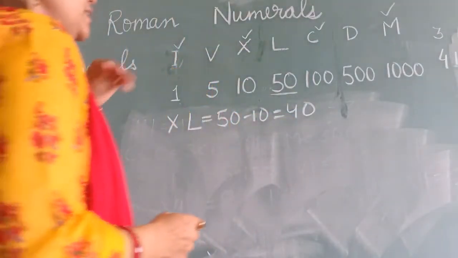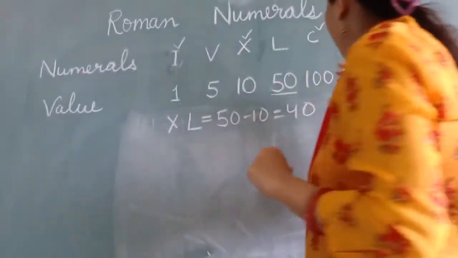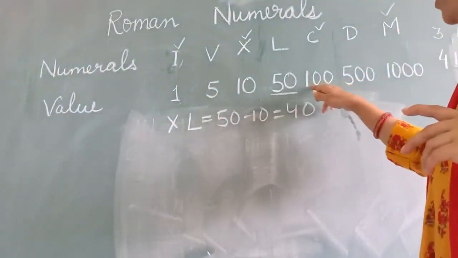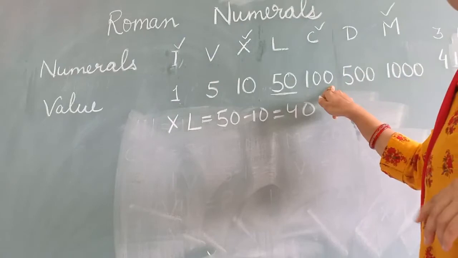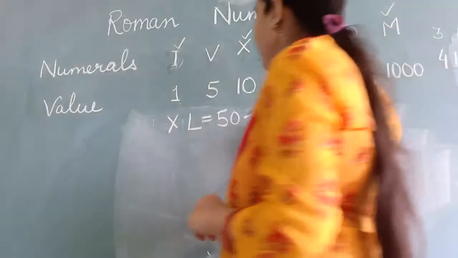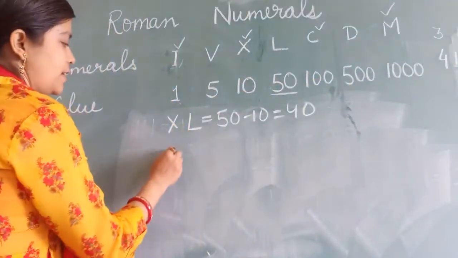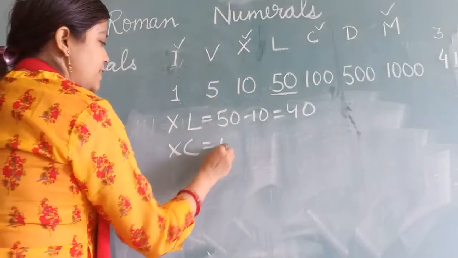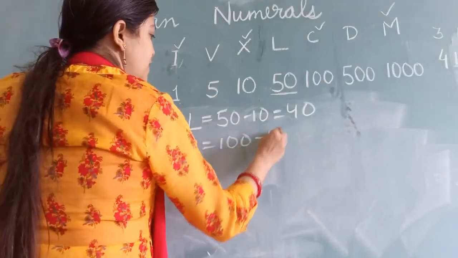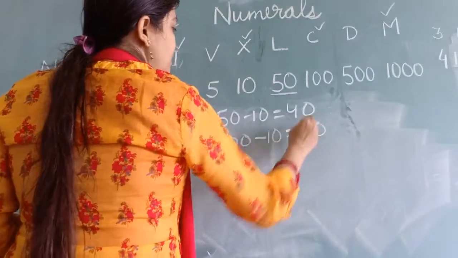For writing 90, what will I do? I will subtract from 100. We can subtract 10 from 100 now. So it will be XC, means 100 minus 10, that will be 90.